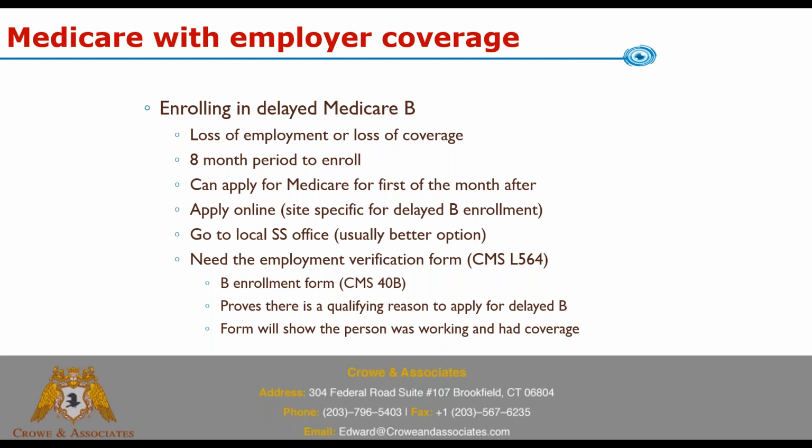You also need, this is kind of an afterthought, the B enrollment form as well, which the Social Security office will have. When you do it online, it takes the place of that form, really. But there is a B enrollment form just to enroll in B, and that's CMS 40B. Again, the employment verification form is a form to prove that I've got a special election, a special reason to apply for B outside of what's called the Medicare Part B general election period.